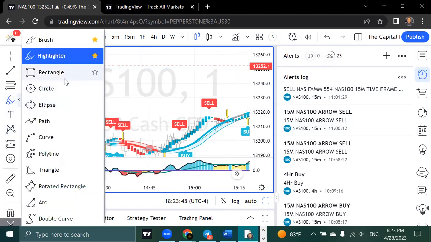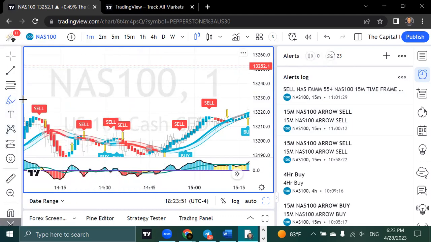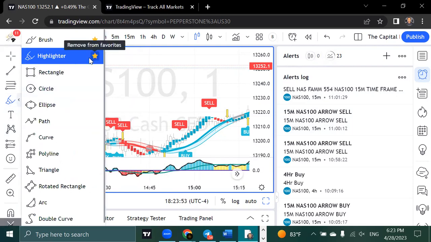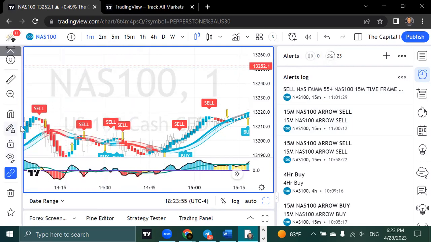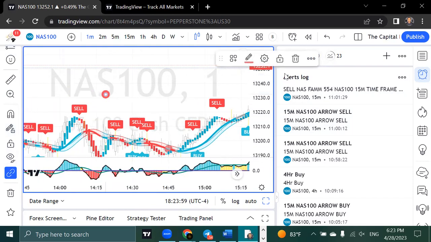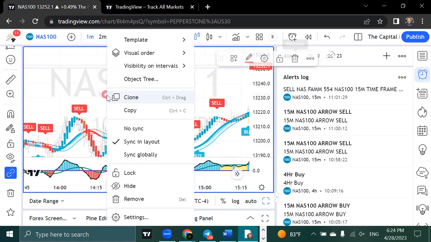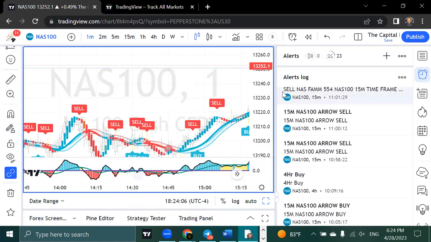Hopefully I can get this off of here. Stop highlighting stuff. Let me get this highlighted off. I don't know how to do that. Dang.